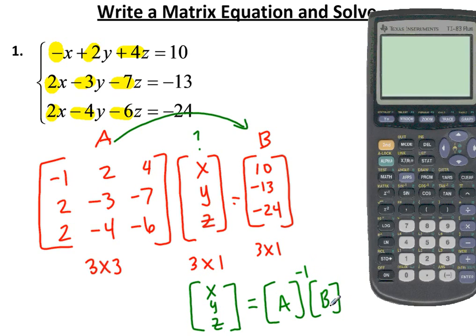The nice thing about this is if you always type this matrix into A in your calculator, and always type this into B, solving for your unknown, you're going to type this into your home screen every single time. So it's kind of nice for the consistency. So I'm going to type A.